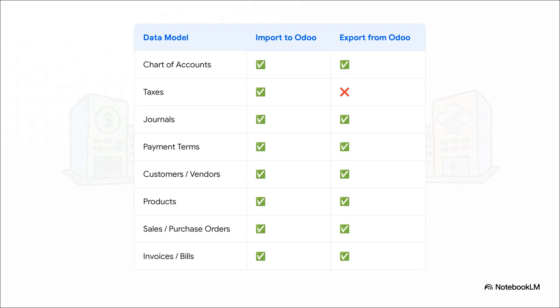We're not just talking about customers and invoices. This thing covers your entire financial ecosystem. I mean, from your chart of accounts and tax rules, all the way to journals, products, sales orders, and payments. It's a true two-way sync, which means you get total consistency across both platforms.